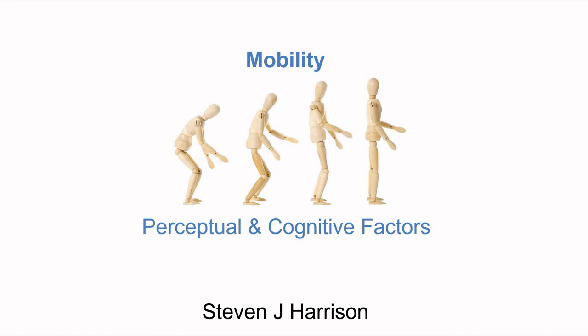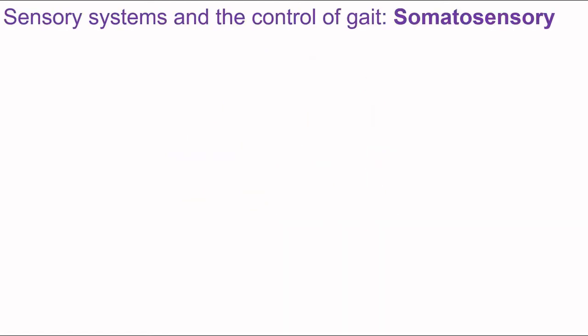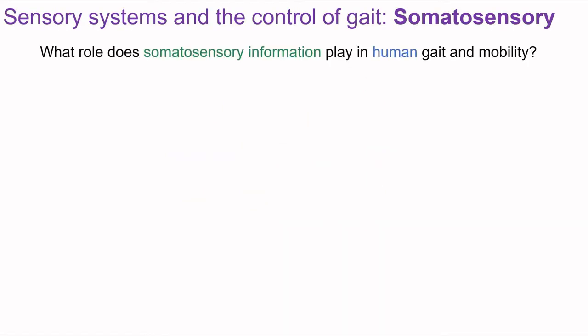Today we're going to review some of the ways in which mobility is known to be affected by perceptual and cognitive factors. We'll start by looking at the functional roles played by the somatosensory system.